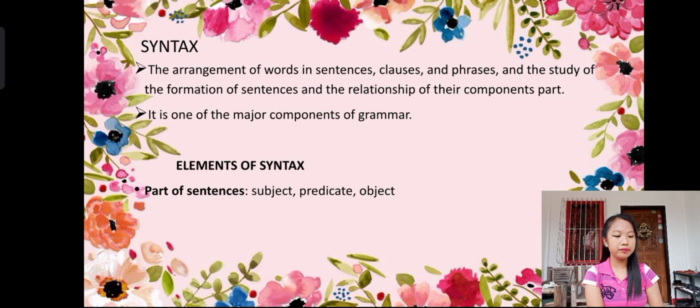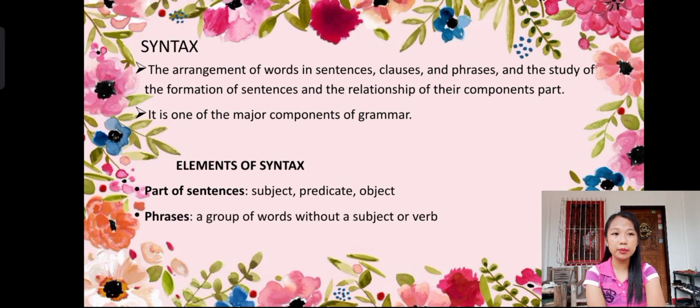The first one is parts of sentences. We have subject, predicate, and object. Subject is the actor of the sentence, the person or thing doing the action. The predicate expresses what is said of the subject. And the last one is object. Object is the receiver of the action.